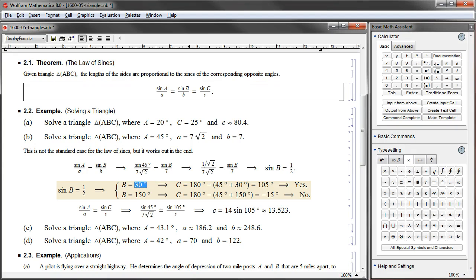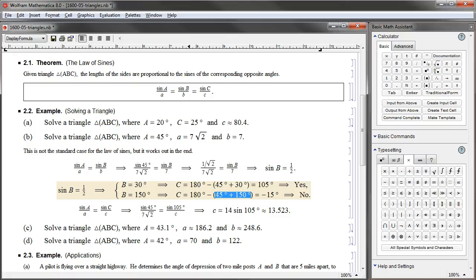Now, when B is 30 degrees, what is the third angle? You can find out easily by subtracting the sum of the other two angles from 180 degrees. This is bread and butter. The sum of the internal angles of a triangle is always 180 degrees. So if you know two angles, you can find out the third angle easily. What do we have? We have 105 degrees. Good. How about the second case?